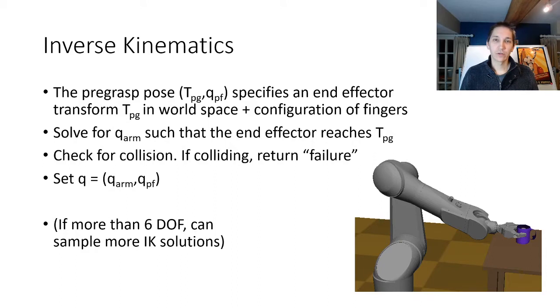Next, let's figure out how to do the reach component of the picking process. So given the pre-grasp pose, this will specify the transform of the gripper as well as the finger configuration. Next, what we'll want to do is solve for the arm configuration such that the end effector reaches that transform. After solving for IK, if it's successful, we'll check for collision, and if you're colliding, we'll return failure. Or you could potentially also sample more initial configurations for inverse kinematics and check those for collision in case you might be able to find one that's collision-free. Once you do find a collision-free configuration, then you'll just set the robot's configuration to the concatenation of the arm configuration and the finger configuration, and you're done.